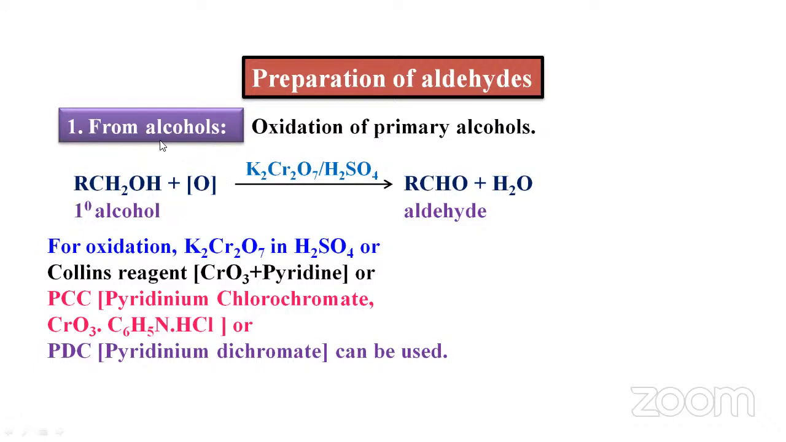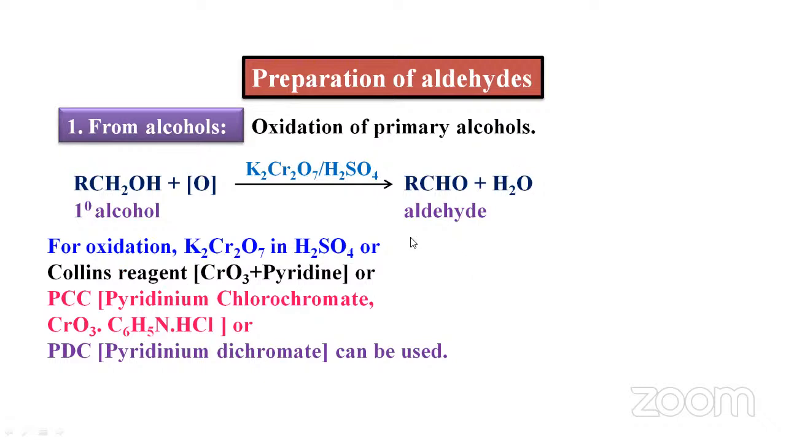So we have taken a primary alcohol and we are doing oxidation, adding oxygen. What is the oxidizing agent used here? It is K2Cr2O7, potassium dichromate in H2SO4, sulfuric acid. It is a strong oxidizing agent, converting your alcohol into your aldehyde. Oxidation is addition of oxygen and removal of hydrogen. Here your hydrogen is leaving as a water molecule. This is the first reaction, the preparation of aldehydes from alcohols.